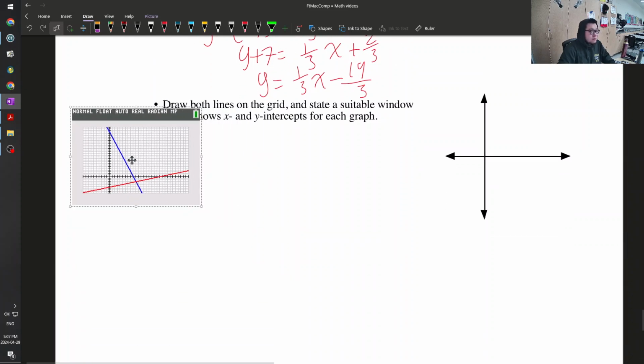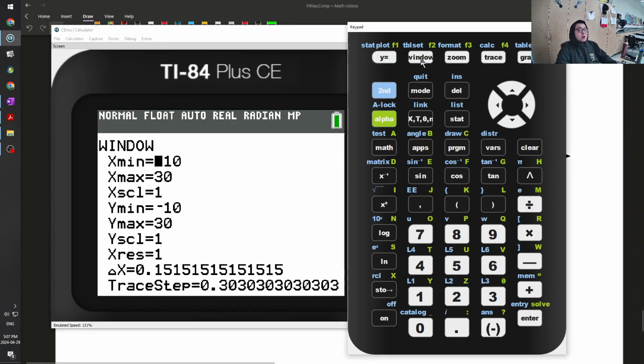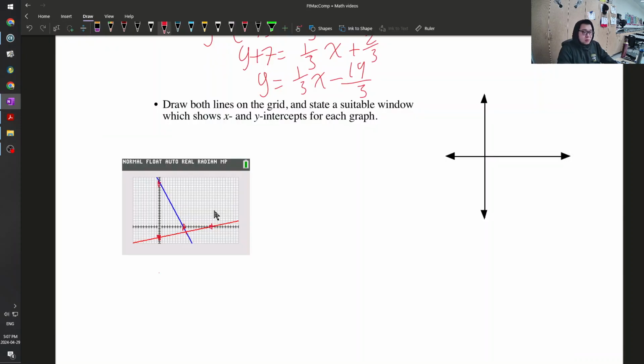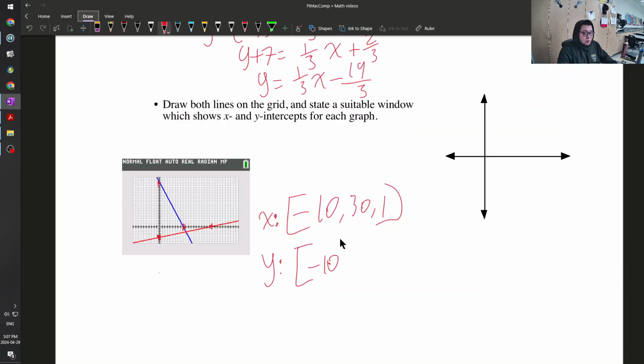So here's my graph. Now my graph has all the points I want. So both the x and y intercept for each graph are here. And now all I have to write down are the window settings. So x is negative 10 to 31, and y is negative 10 to 31.